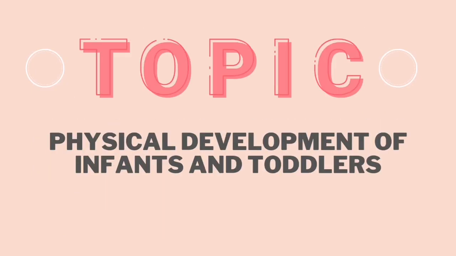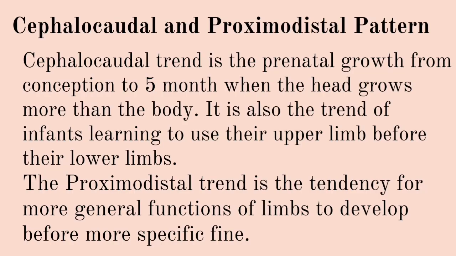p.ed1 Week 11, Physical Development of Infants and Toddlers. Cephalocaudal and proximodistal patterns. The cephalocaudal trend is the prenatal growth from conception to 5 months when the head grows more than the body. It is also the trend of infants learning to use their upper limbs before their lower limbs. The proximodistal trend is the tendency for more general functions of limbs to develop before more specific fine motor skills.